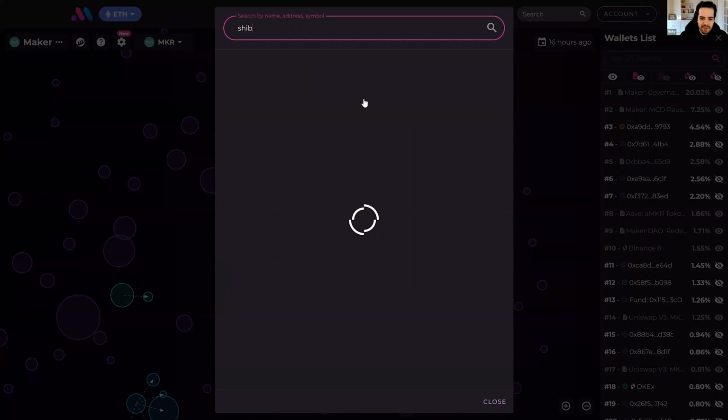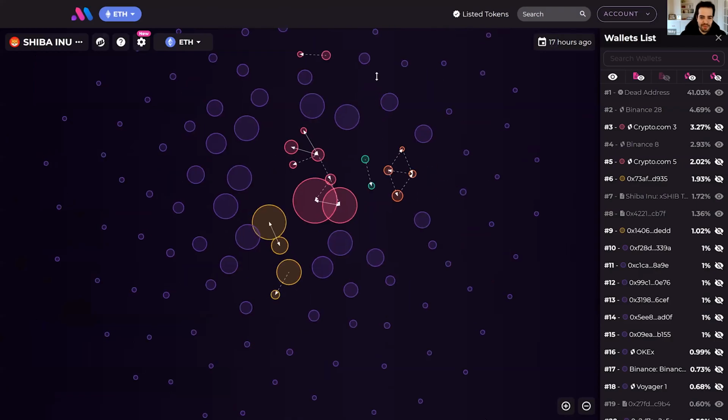Where is this? Shiba Inu, here it is. All right, so this is the bubble map of Shiba Inu. Again, this is the Ethereum mode, so you can see the Ethereum relationship. And it's looking pretty good again.